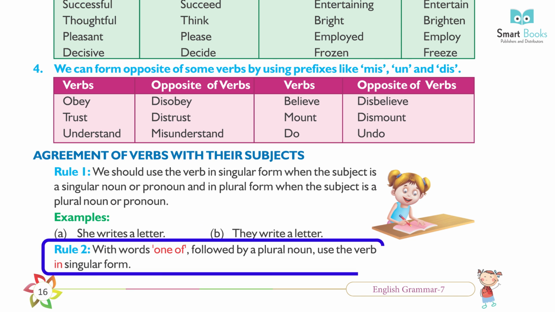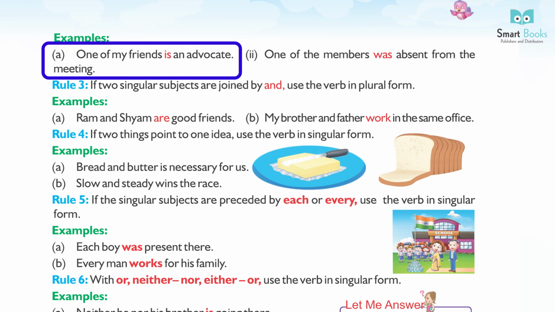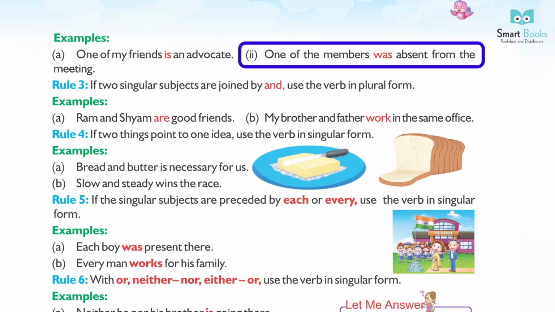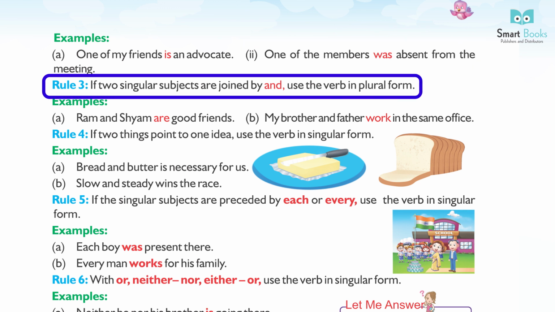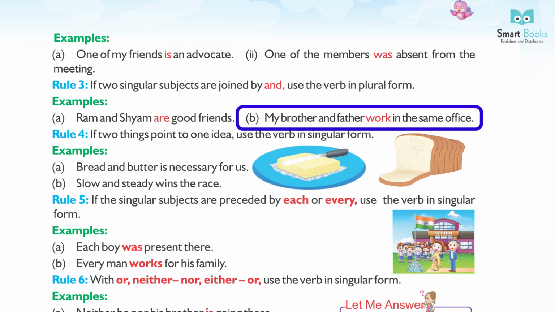Rule 2. With the words 'one of' followed by a plural noun, use the verb in singular form. Examples: A. One of my friends is an advocate. B. One of my members was absent from the meeting. Rule 3. If two singular subjects are joined by 'and', use the verb in plural form. Examples: A. Ram and Shyam are good friends. B. My brother and father work in the same office.